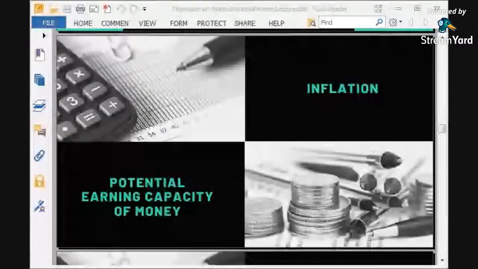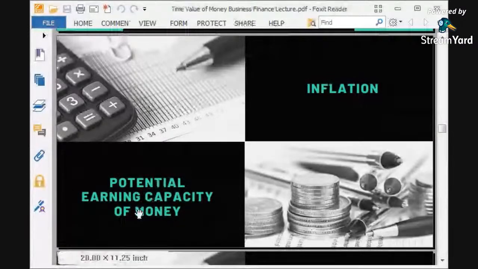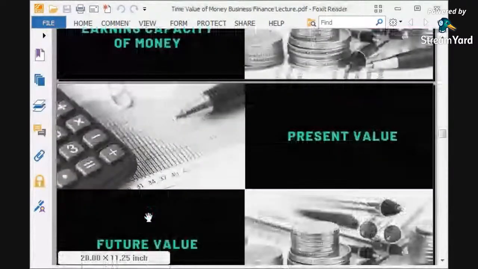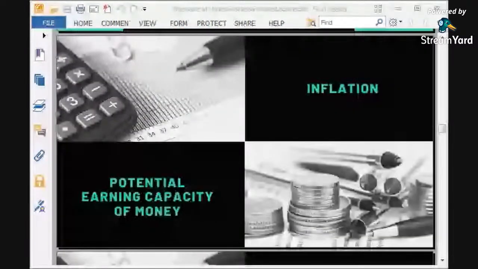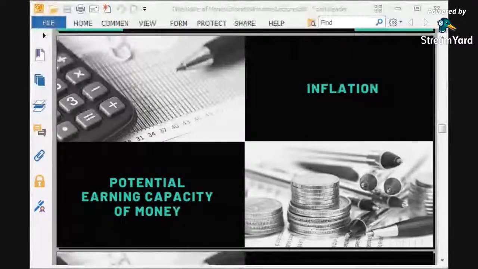The second reason is because of the potential earning capacity of money. Okay? Pag sinabi nating inflation, no? It is the natural way ng pagtaas ng presyo ng mga products or services sa market or ito yung pagtaas ng presyo ng mga bilihin. Okay? So technically, ang piso ngayon ay mas konti ang nabibili comparing sa piso noon.